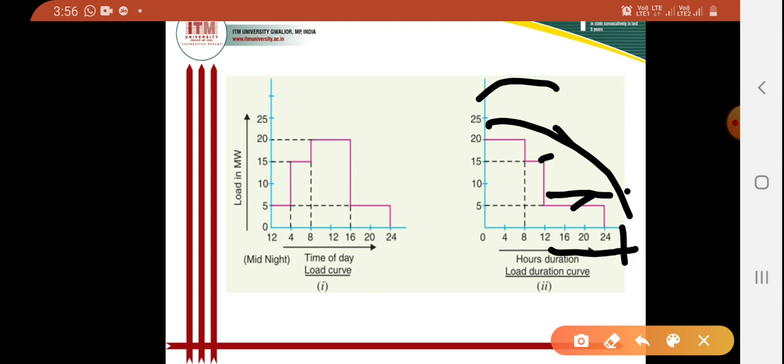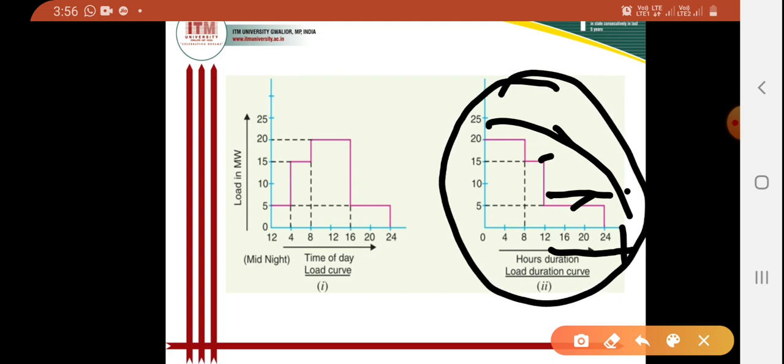So this plot we are getting after drawing according to the descending order of the load curve. So this is our load duration curve. Okay, I think you can understand now the difference between the load curve and the load duration curve.